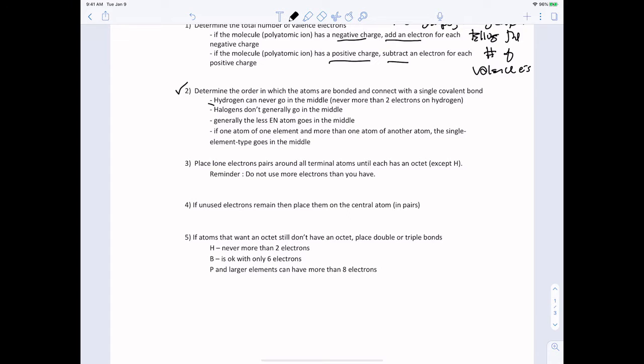A couple rules. Remember, hydrogen can never, ever go in the middle, right? Hydrogen can never have more than 2 electrons, right? Its outermost electrons, and that's all it has, is one shell, is shell 1. There's only an s orbital, there's only one orientation, so 2 electrons maximum. Halogens generally don't go in the middle. It's just kind of a good place to start. And then generally the less electronegative atom goes in the middle, unless it's hydrogen, because hydrogen can never ever go in the middle of our molecule.